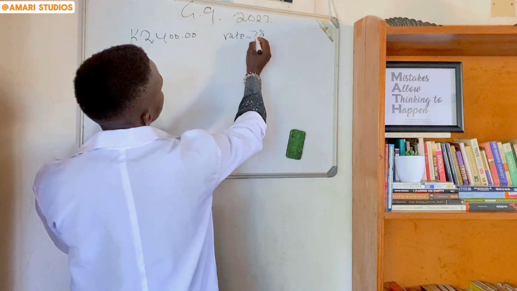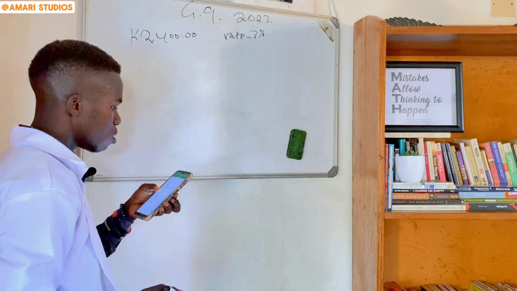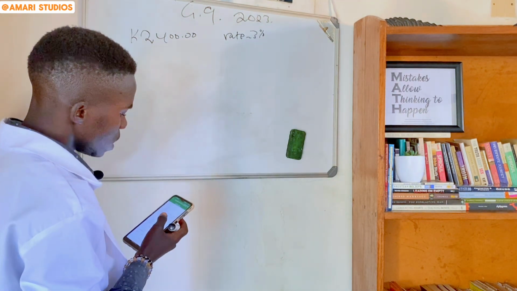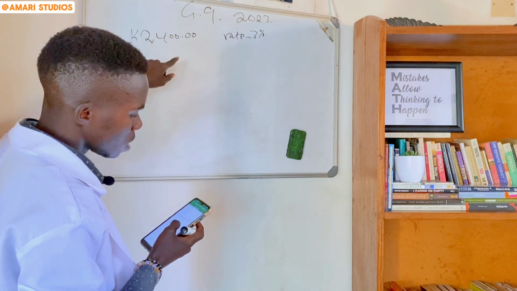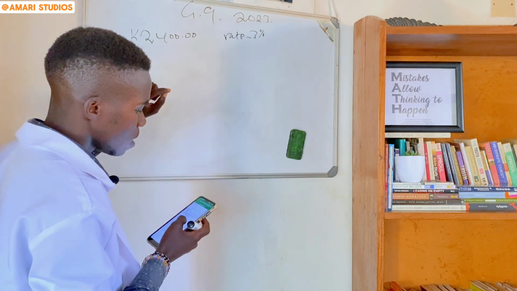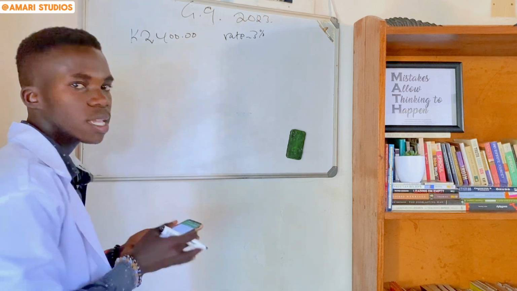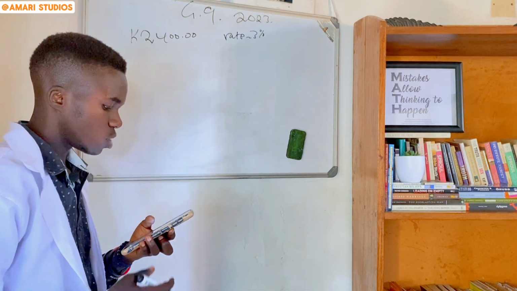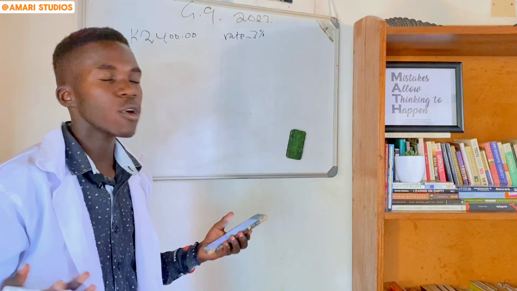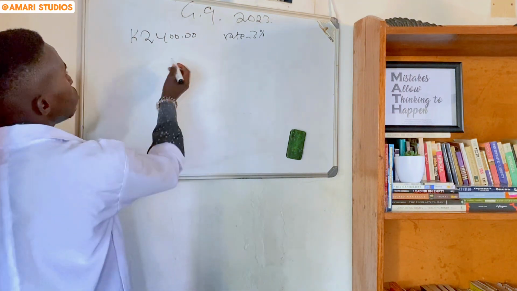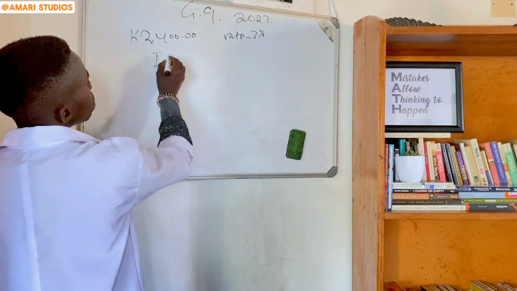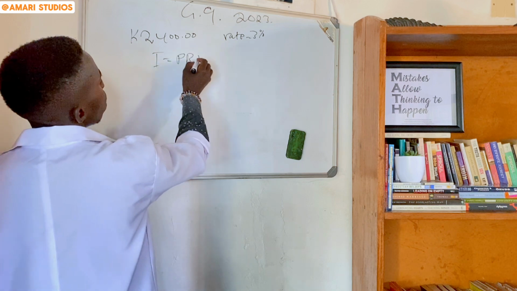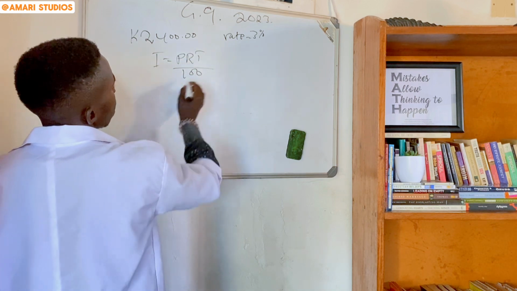Rate, we have 3% for 3 good years. So a lady invested 2,400 kwacha at the rate of 3% per annum for 3 years. The question is saying, can you calculate the simple interest? So for you to calculate the simple interest, the first thing that you're going to do, you're going to use this formula, which is interest is equal to PRT divided by 100 there.